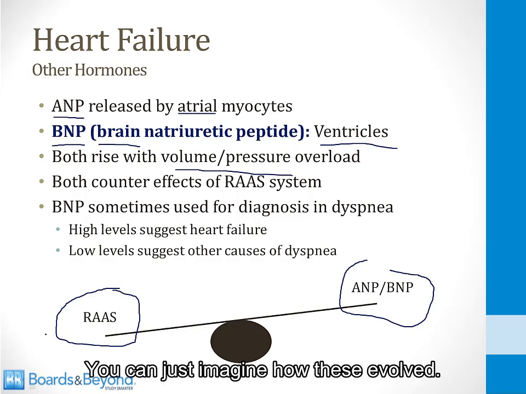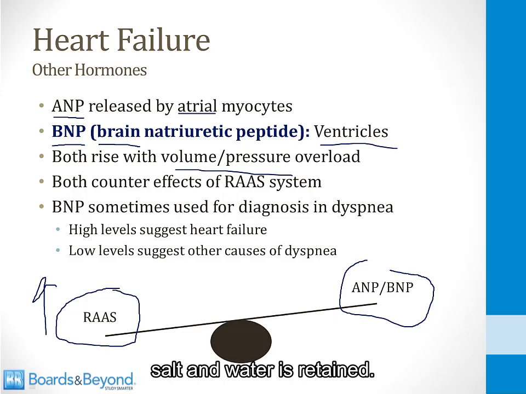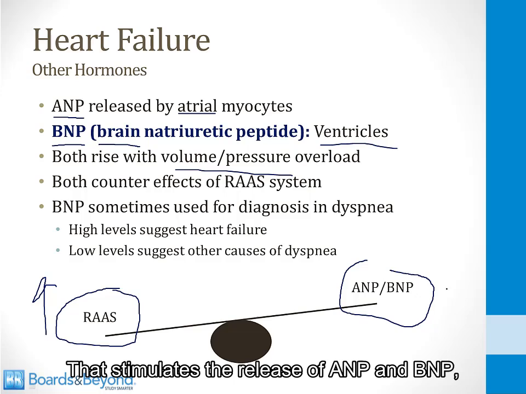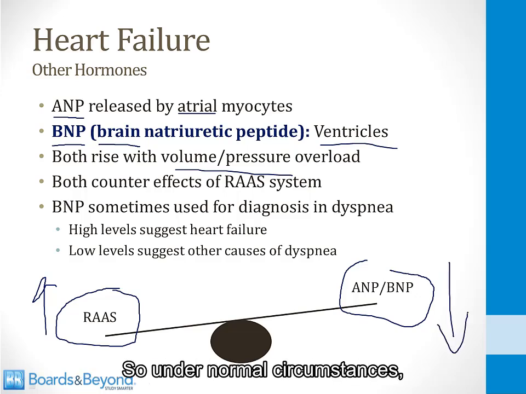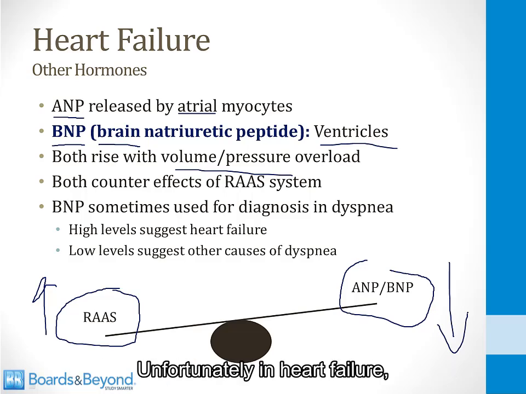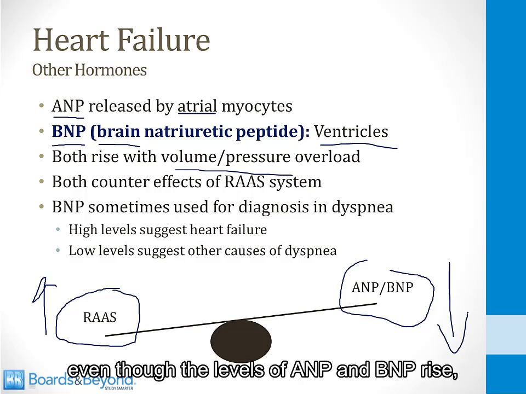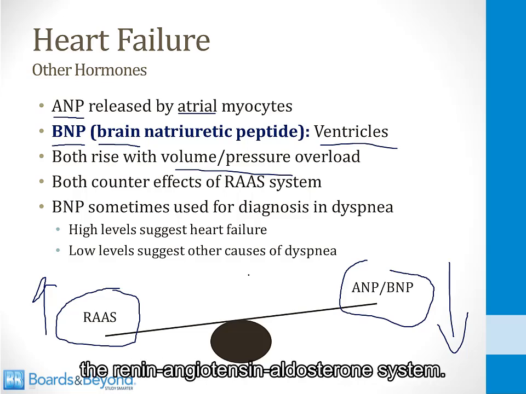You can just imagine how these evolved. When the renin-angiotensin system activates, salt and water is retained. That stimulates the release of ANP and BNP, which lead to loss of salt and water. So under normal circumstances, ANP and BNP can counter the renin system. Unfortunately, in heart failure, even though the levels of ANP and BNP rise, they're not able to counteract the deleterious effects of the renin-angiotensin-aldosterone system.